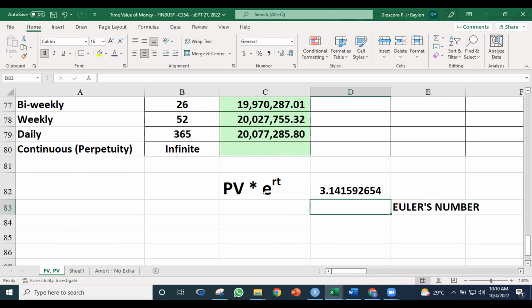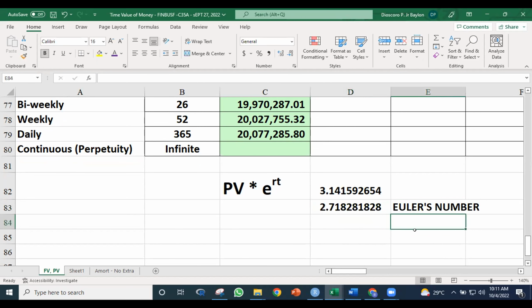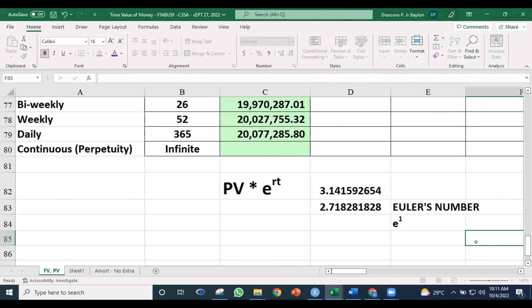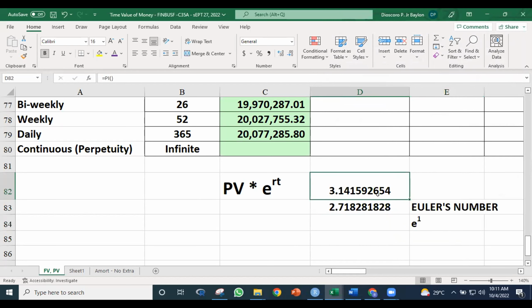The exponential, E. E, on the other hand, in Excel we use EXP. So EXP(1) means E to the 1. That means E, or simply E. And that's 2.718281828. It's a sister number of pi, which means it's non-repeating, non-terminating.